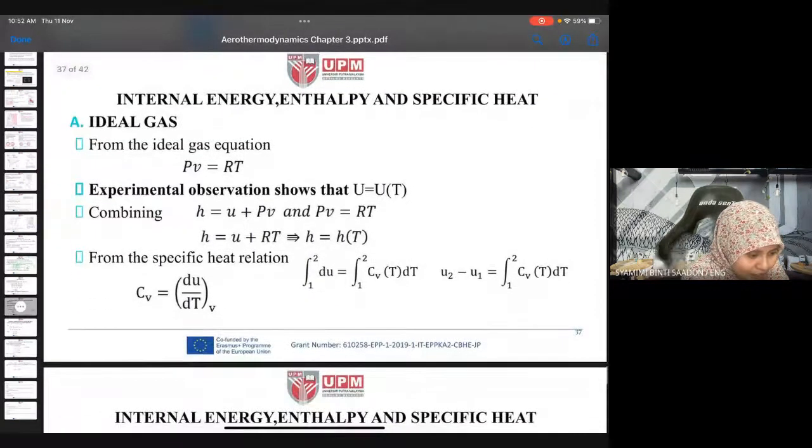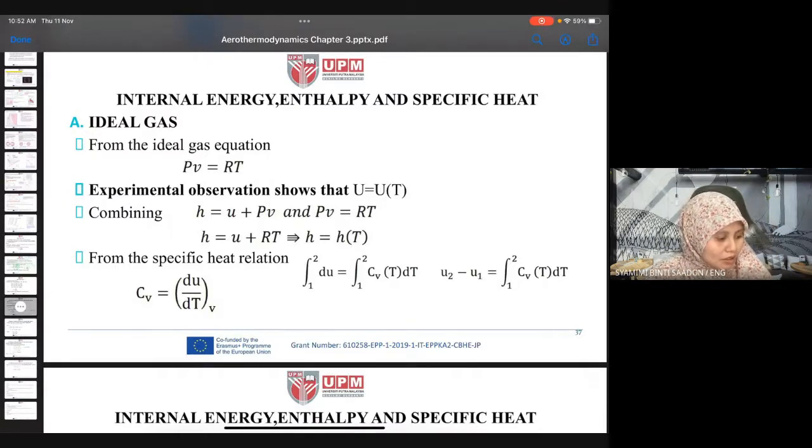Internal energy, enthalpy, and specific heat. From the ideal gas equation just now, we have PV equals RT. And from the first law of thermodynamics, H equals U plus PV. So PV can be written also as RT. So we can replace the PV with RT for ideal gas.